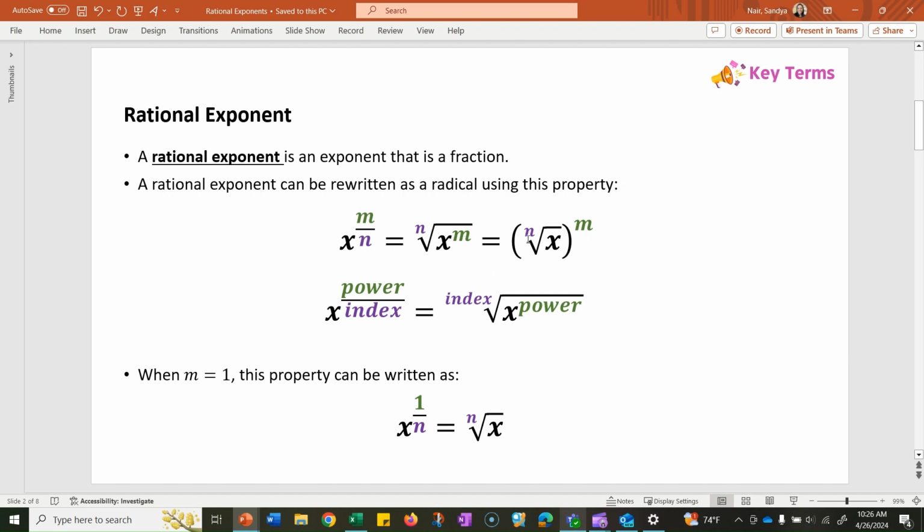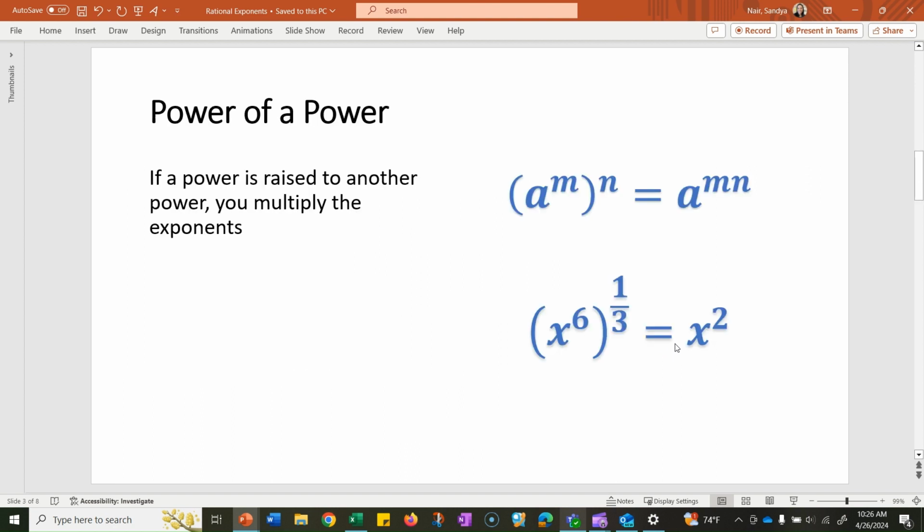You can also rewrite this as the nth root of x raised to the m power, because that's just doing the exponents in a different order. When m equals 1, this property can also be written as x to the 1 over n equals the nth root of x. When we're working on simplifying, we're also going to be using the power of a power property a lot. Remember, if a power is raised to another power, you multiply the exponents together. So if you have a to the m to the n, that equals a to the m times n.